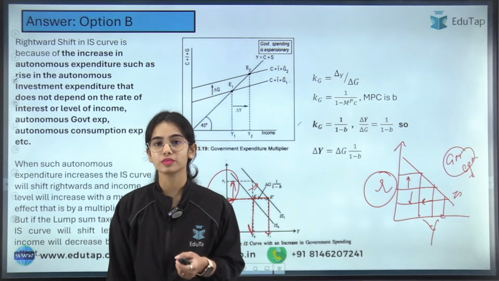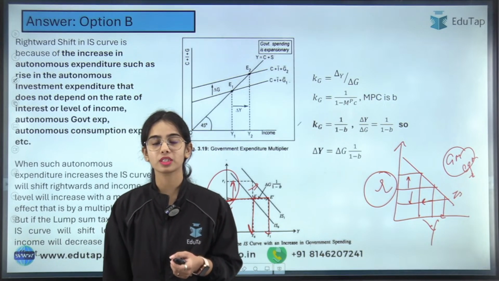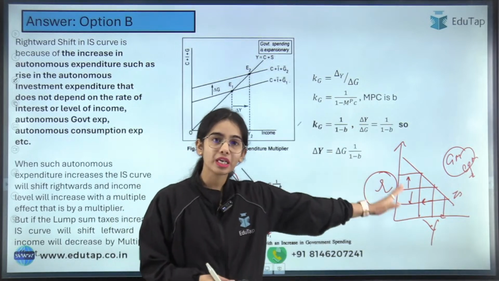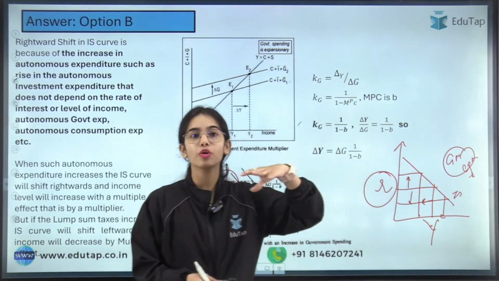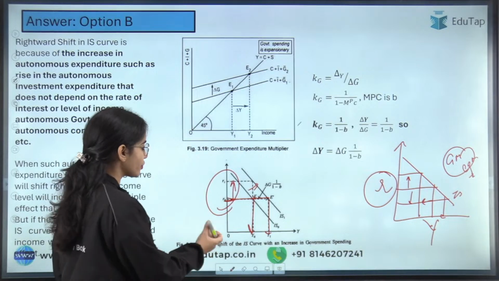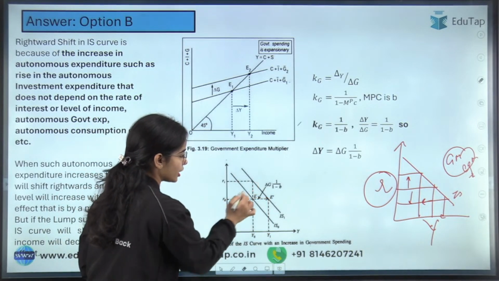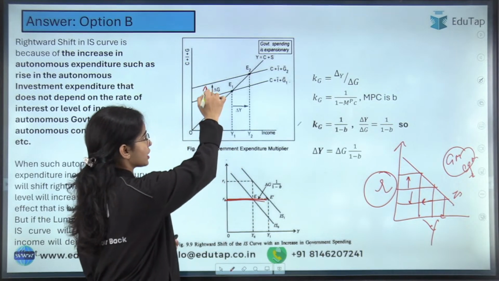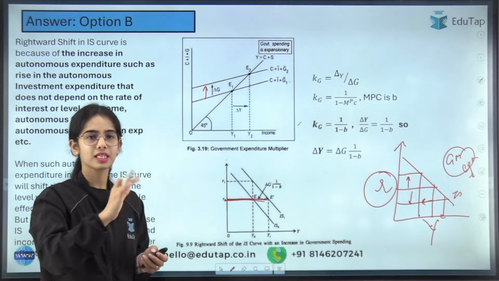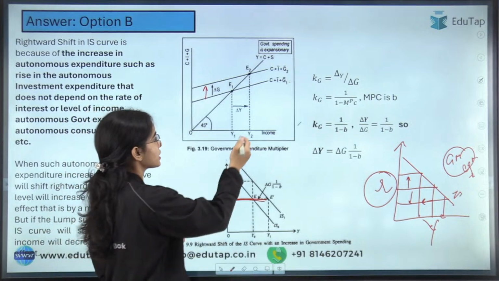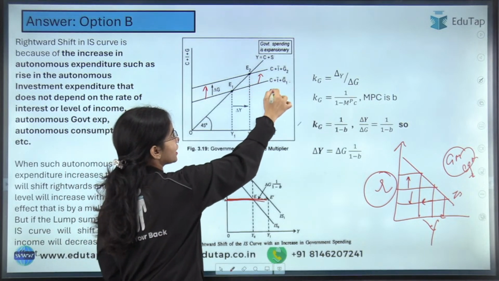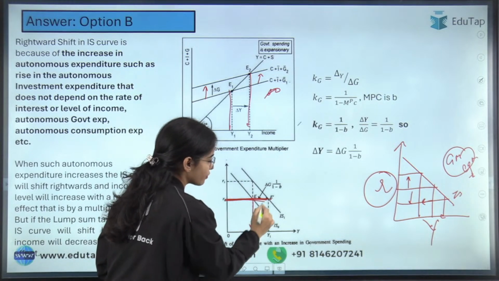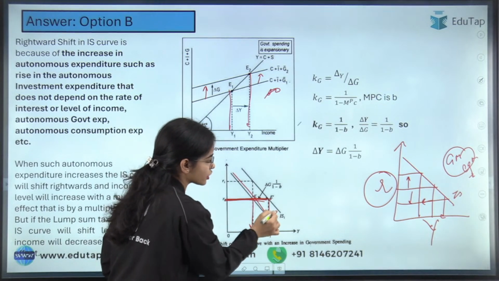Got it, Himanshu? What about the others? Is it clear? Rate of interest will bring movement. If the government expenditure is increasing, the rate of interest is constant. If the government expenditure is increasing at the same rate of interest, aggregate demand increases, level of income increases. So at the same rate of interest, if the level of income is increasing, the IS curve will shift rightwards.